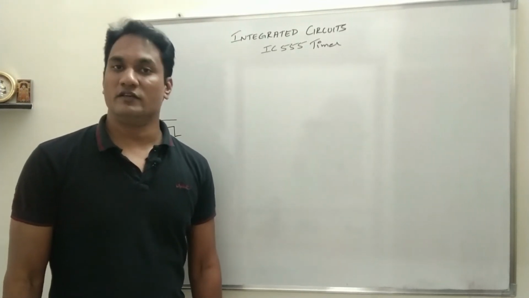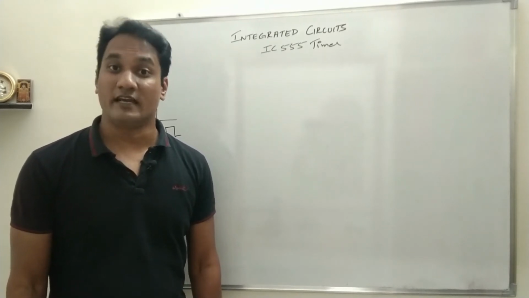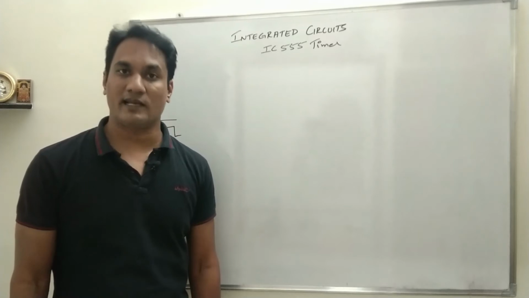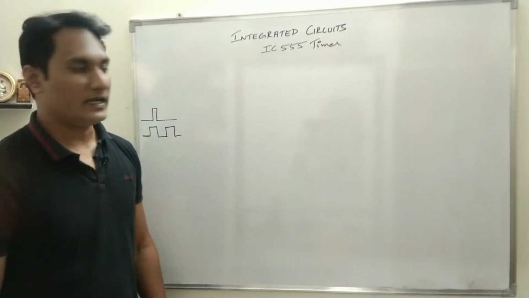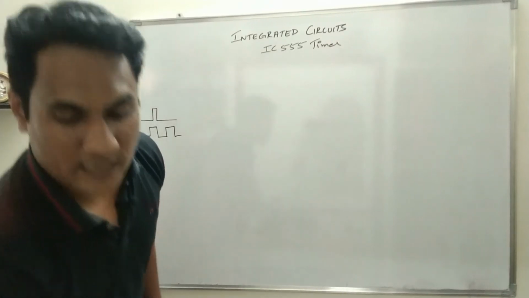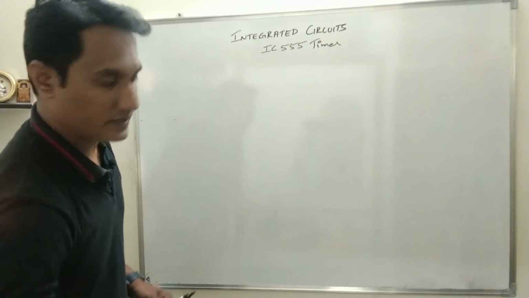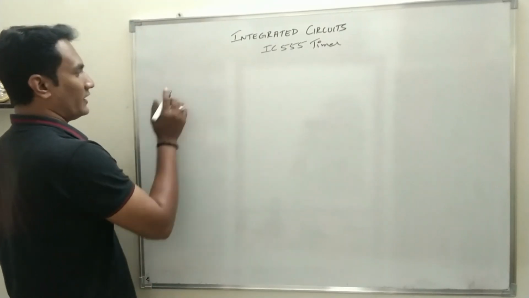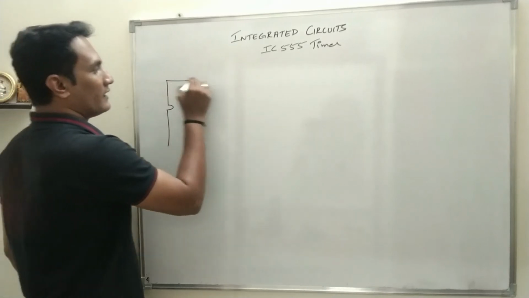So for triggering we use monostable, and we use astable as a clock pulse, and we can design both monostable as well as astable using the IC 555 timer. Okay, so first we will try to understand the pin configuration of IC 555. The IC 555 is an 8-pin IC.